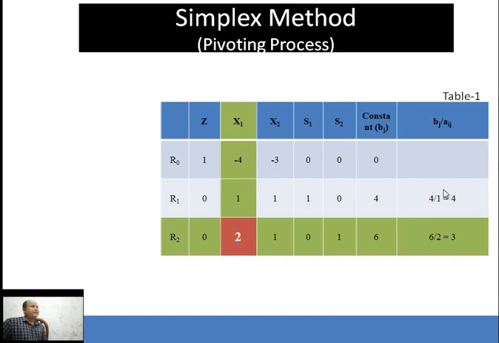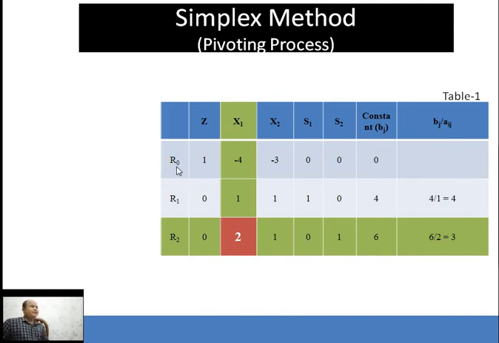Now in this table you see, that is table number 1 we have already created. Here we have added one column, that is bj by aij. So bj is the constant divided by the coefficient of the variables where the pivot column exists.